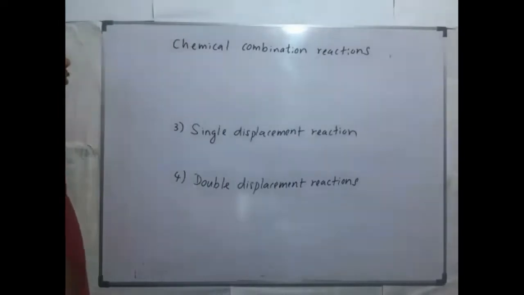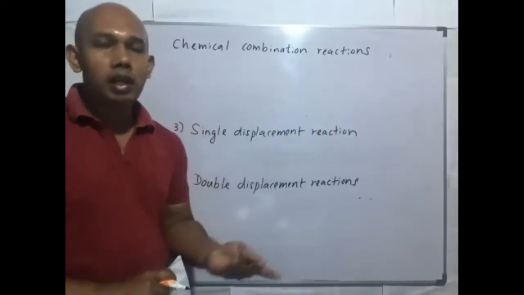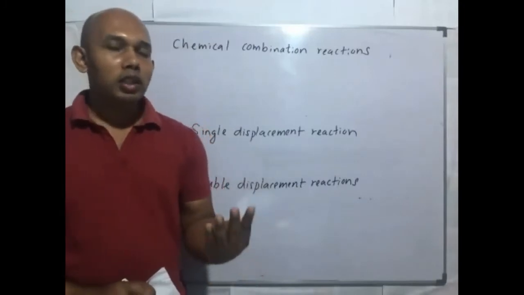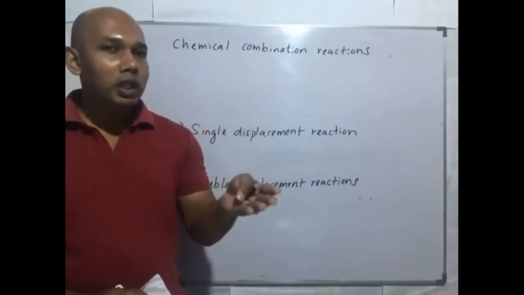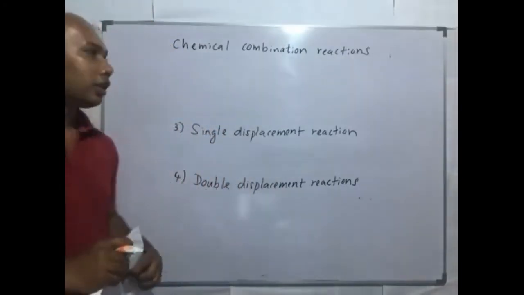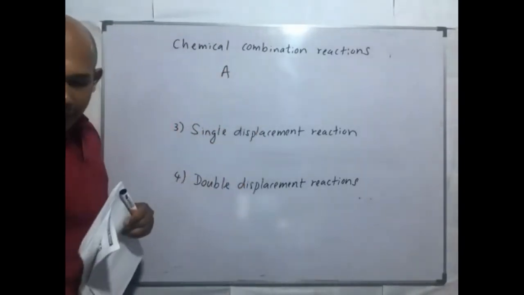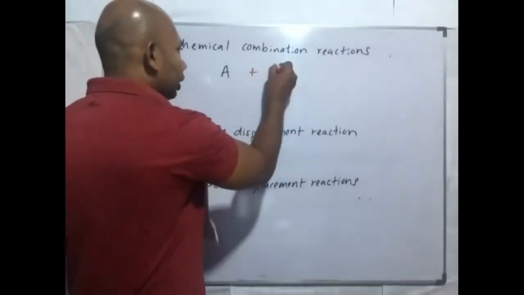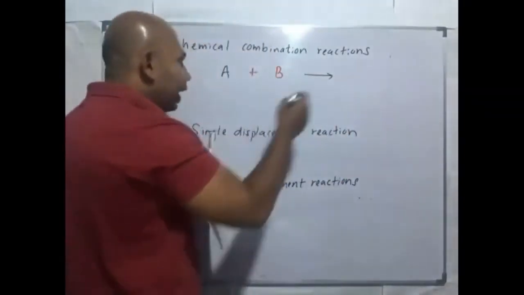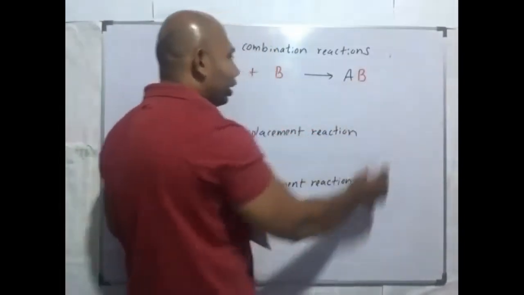Right, but how can we identify a combination? Two elements, two molecules, or elements with molecules react together and form one product. A plus B, they react with B. A plus B, they are getting together, making AB. They are getting together and making AB, right?